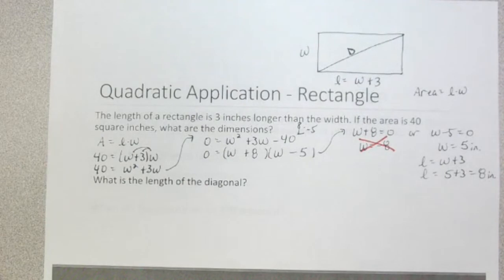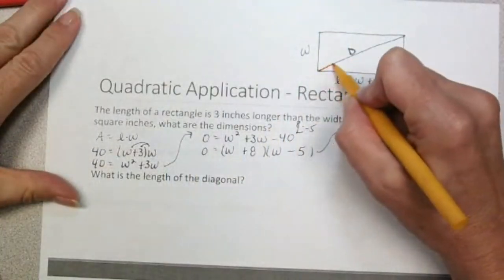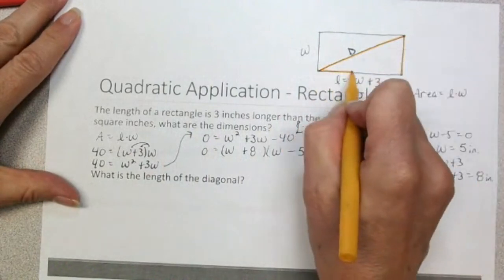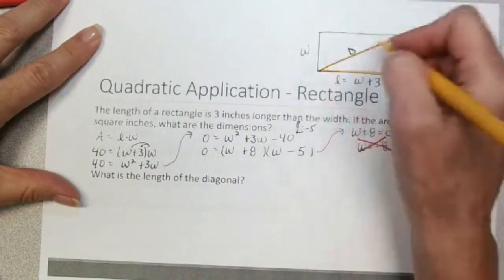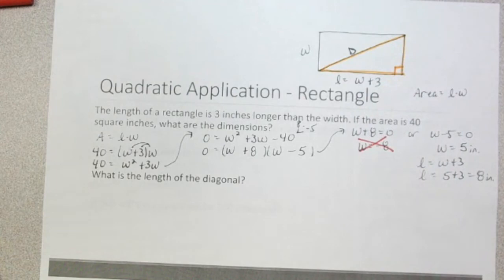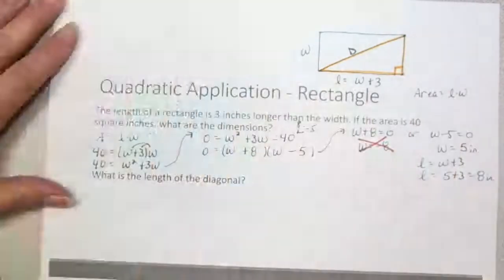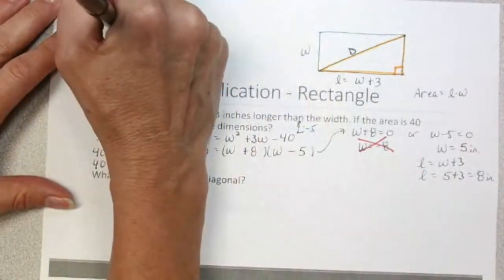Well, how can I find the length of that diagonal? I'm going to need to remember another common formula. If we're considering this triangle here, I'll draw that in yellow, it would be a right triangle because all the corners of a rectangle are right corners. What formulas do you know that apply to right triangles? How about the Pythagorean theorem, right? Let's write it, Pythagorean theorem.